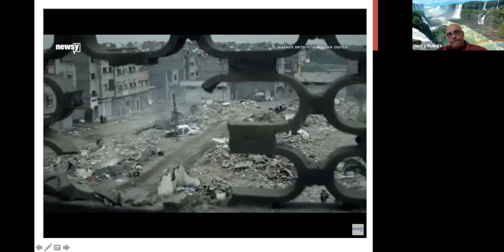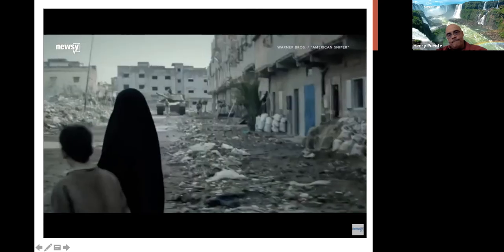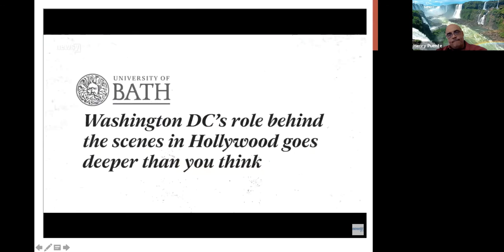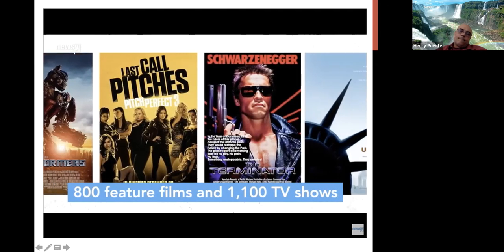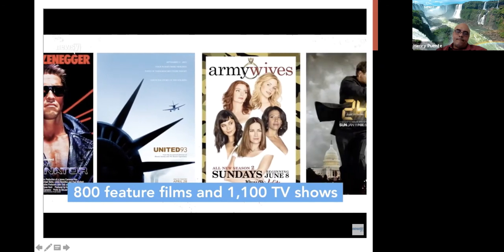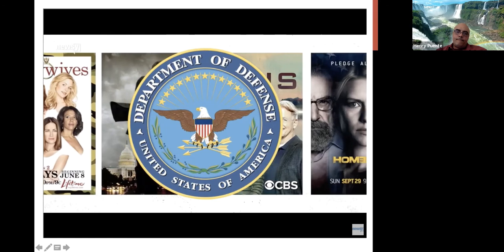The tight relationship between the Department of Defense and Hollywood has been going on for a while. A University of Bath investigation found that more than 800 feature films and 1,100 TV shows from 1911 to 2017 received support from the U.S. Department of Defense, which has its own entertainment liaisons.